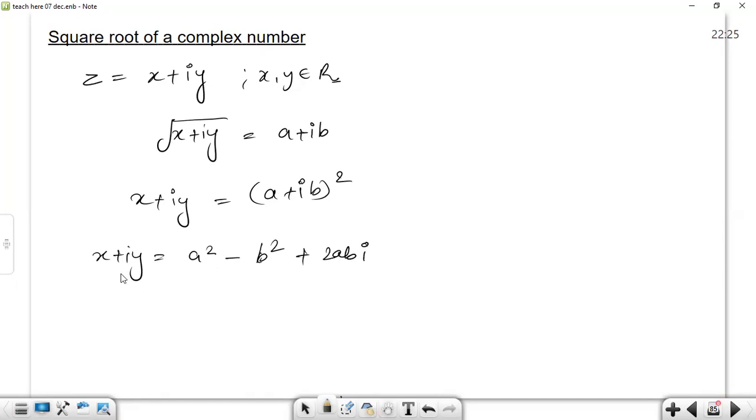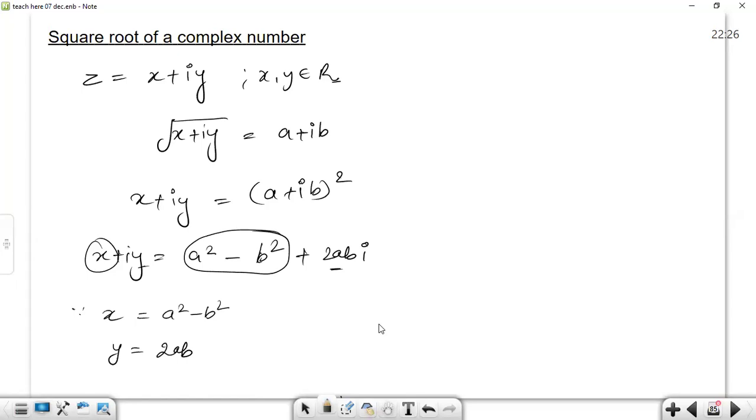If we compare the left hand side and the right hand side, they are both complex numbers. And as we know, if two complex numbers are equal, their real part and imaginary part will be equal. So similarly, writing x equals a square minus b square, and y equals 2ab. So clear? Any doubts, anyone?